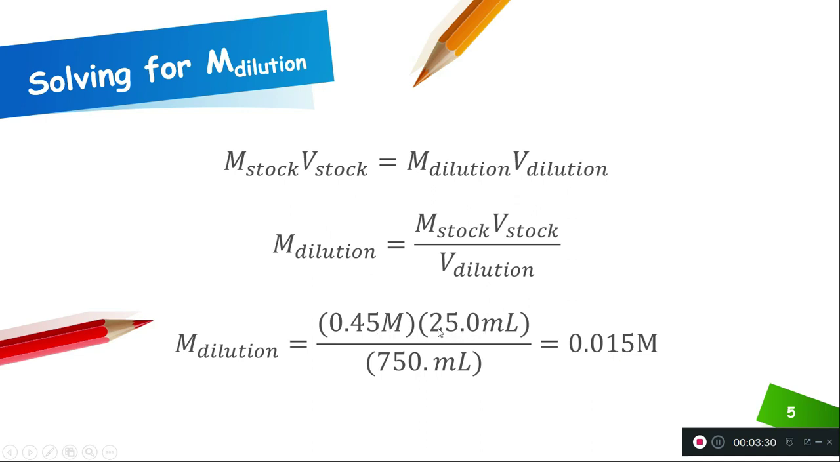Well, that makes sense. We're taking only 25 mils and adding a whole lot of water to it to bring it up to the 750 milliliters. That's example number one, where you're able to find the concentration of a solution that has been made if you know how much you're adding and what the total volume is.